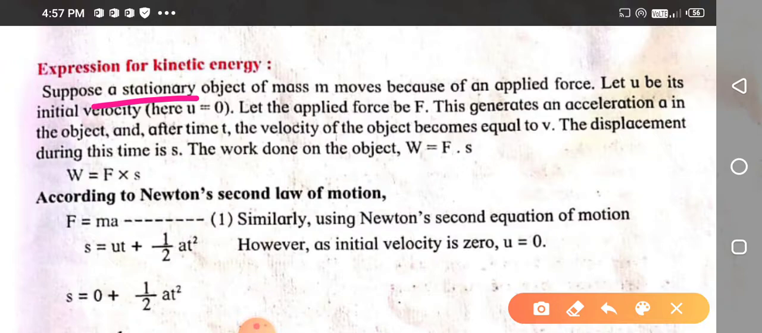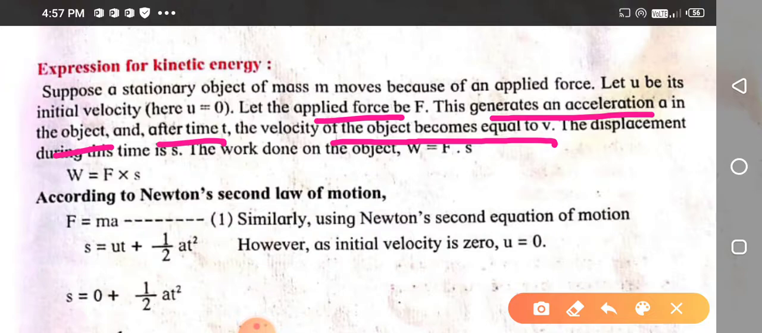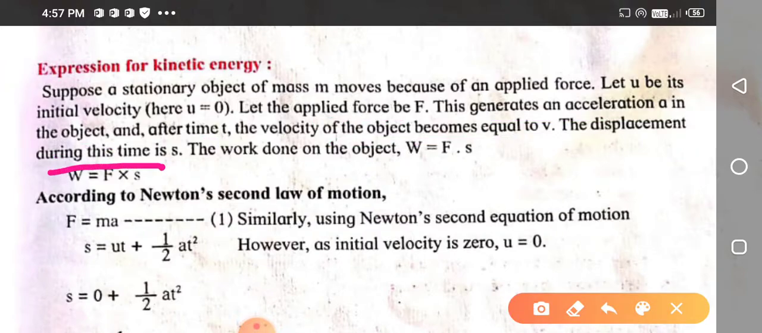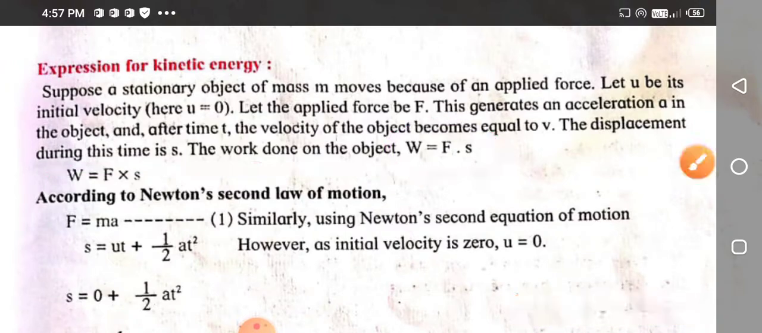Suppose a stationary object of mass m moves because of an applied force. Let u be its initial velocity. Here u is equal to 0. Let the applied force be F. This generates an acceleration a in the object. After time t, the velocity of the object becomes v. The displacement during this time is s. The work done on the object, given by W, is equal to F into s.